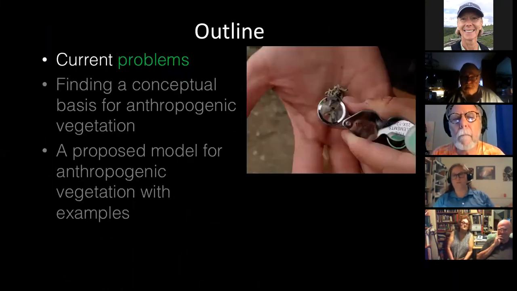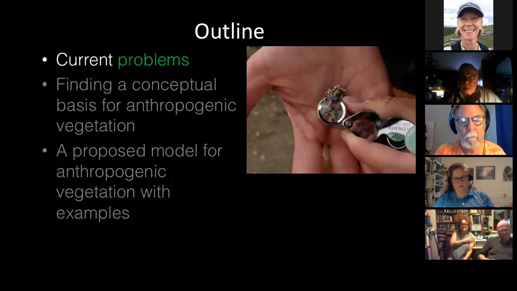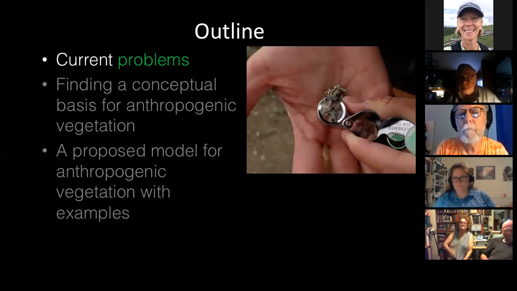So I'll be going over why this hasn't been studied very well, and propose a conceptual basis for anthropogenic vegetation, and then I'll propose a model of how to guide the archaeological gaze, as it were.